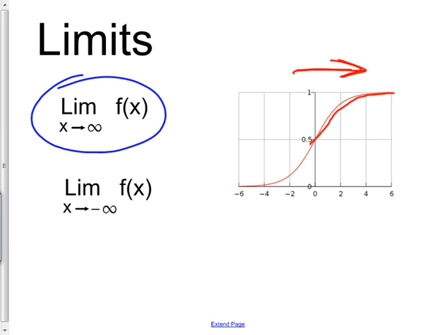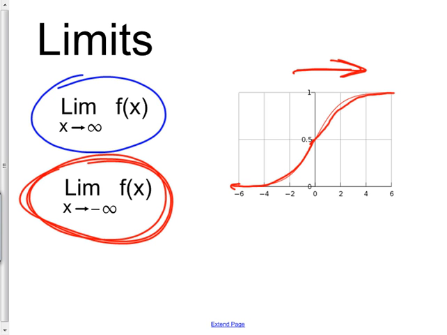How about this limit as in going this way? Do you see how it's getting closer and closer and closer to 0? So the limit as x approaches negative infinity is this part. The limit as x approaches negative infinity would be 0. As in, it stops at 0. It kind of limits out there. The other way, it stops at 1.